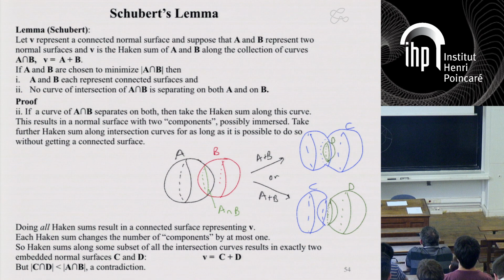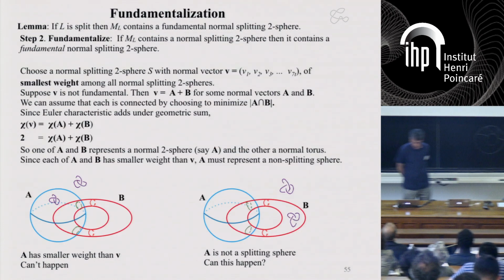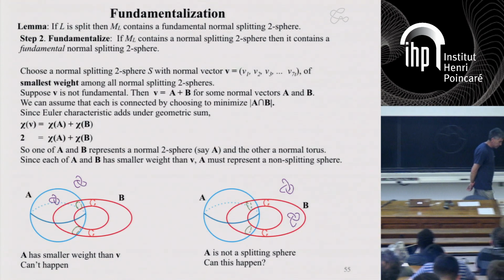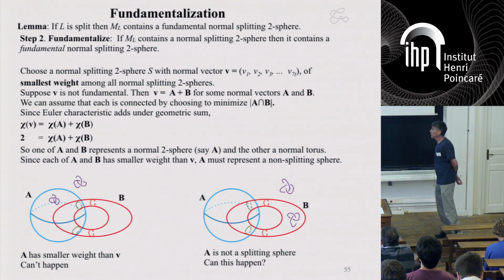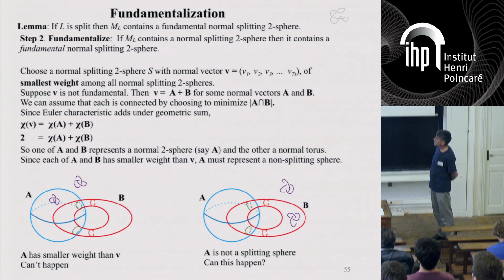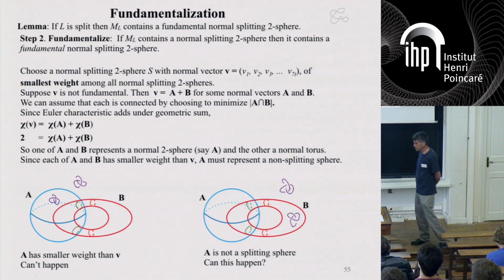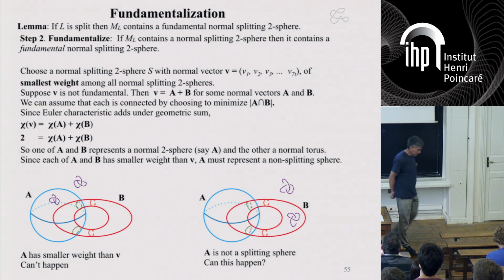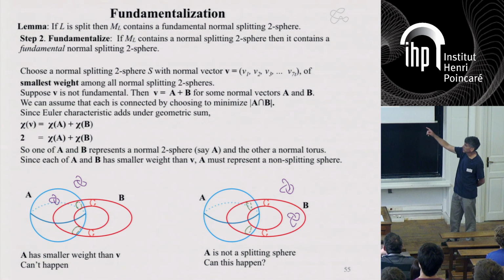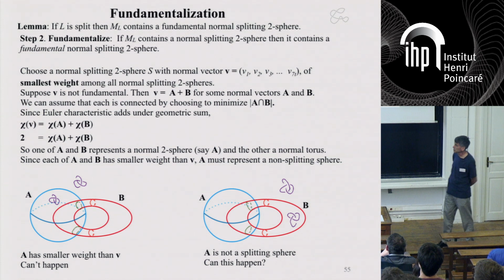It's a similar flavor. So now let's finish the argument that there's a fundamental two-sphere that splits the two link components. So we took a minimal weight two-sphere, and now supposing it's a sum of two pieces, we can assume they're connected. And because they're connected, and the Euler characteristic adds, and the sum of the Euler characteristics is the Euler characteristic of V, which is this minimal weight two-sphere, the Euler characteristic of a two-sphere is 2.